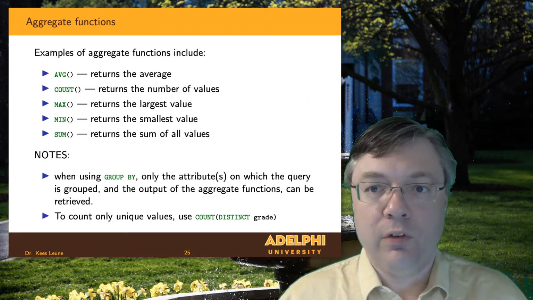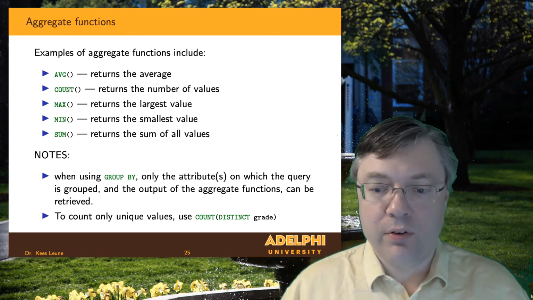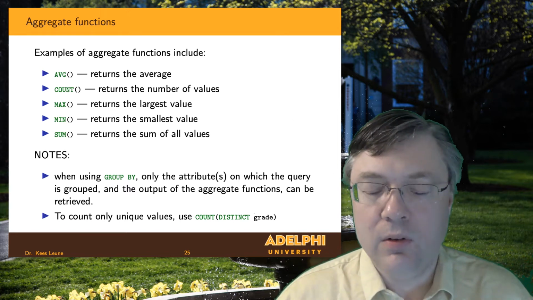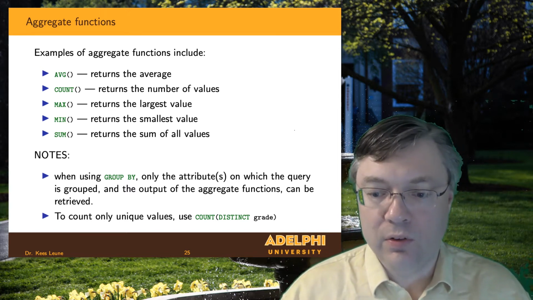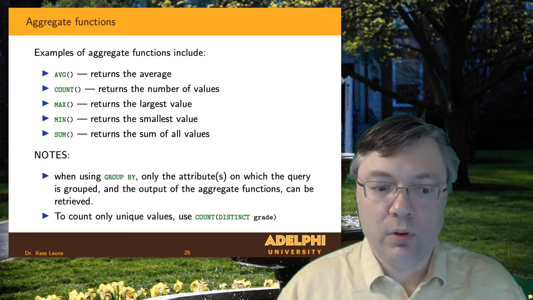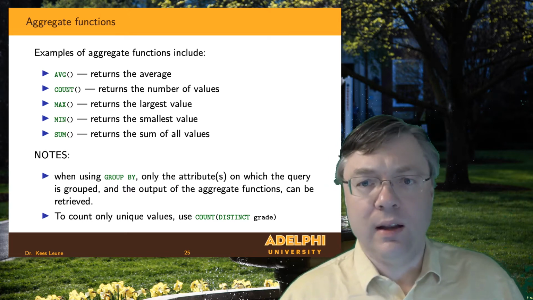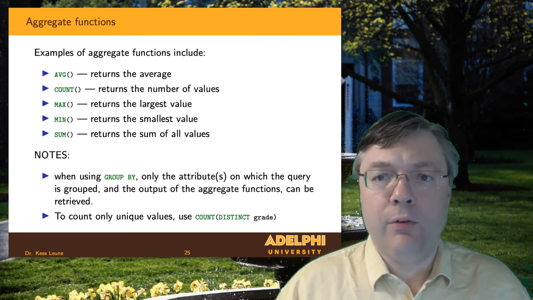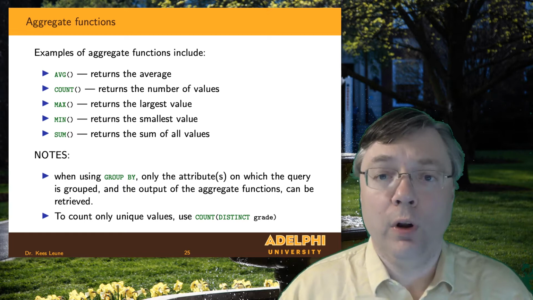Some of the aggregate functions that we can use include these: the average, the count, max, min, and the sum. These are the most commonly used, the easiest ones to use. Notice we have this distinct keyword. We counted the number of grades, overall number of grades.